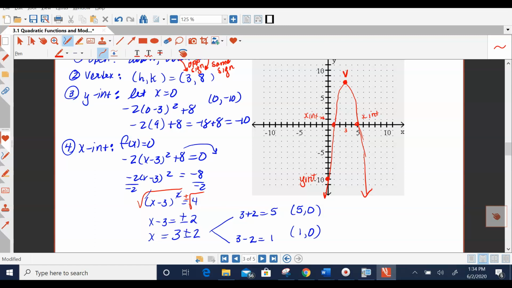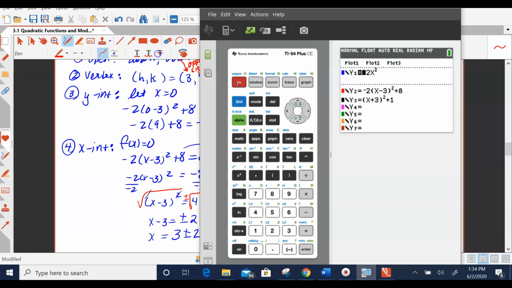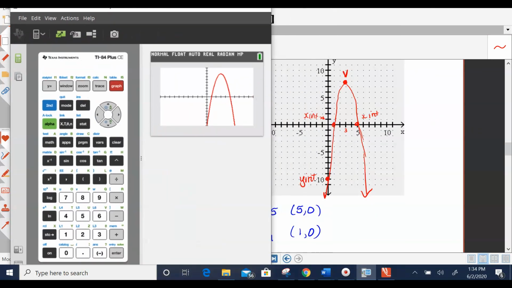Let's prove, or check our work on the calculator. So let me turn that guy off, turn this guy on and let's graph him, so we can compare. See, the vertex would be there. Looks like that's at 1. Looks like that's at 5.